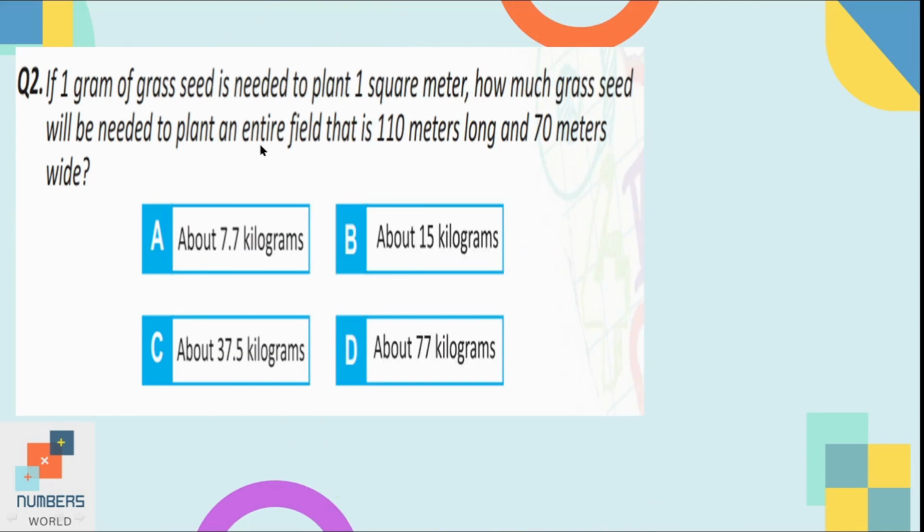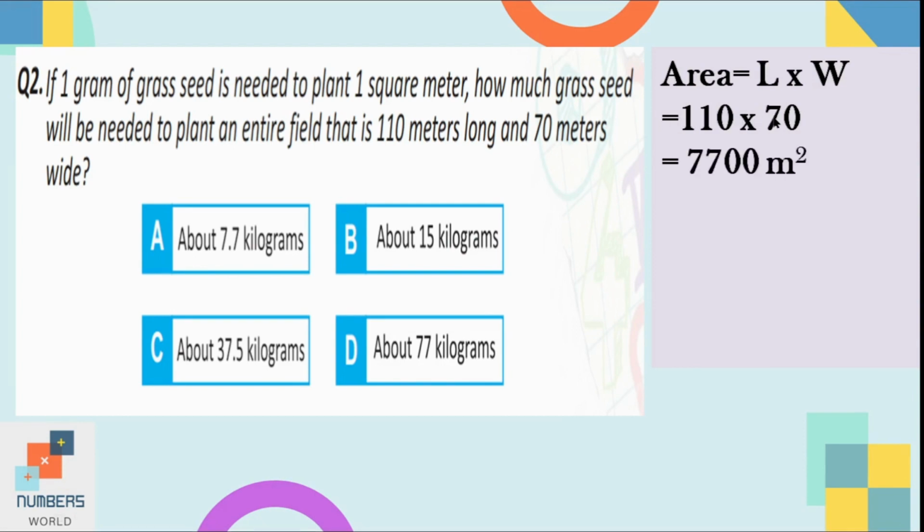Question number 2. If 1 gram of grass seed is needed to plant 1 square meter, how much grass seed will be needed to plant an entire field that is 110 meters long and 70 meters wide? To find out the total area, we will multiply length by width, which is equal to 110 multiplied by 70. The total area is equal to 7,700 square meters.